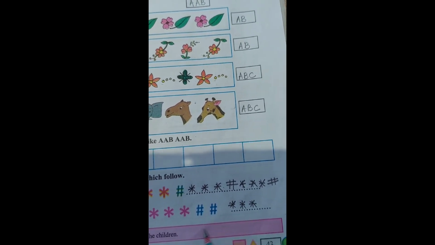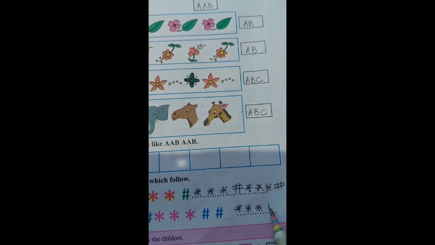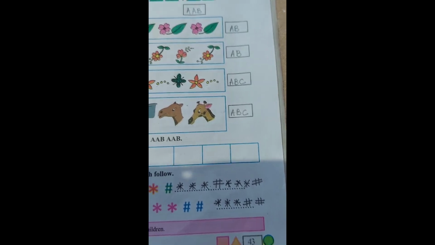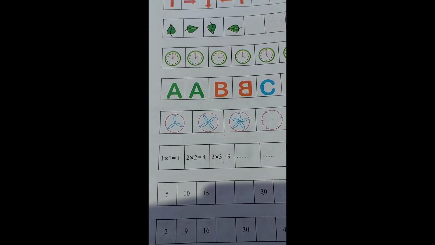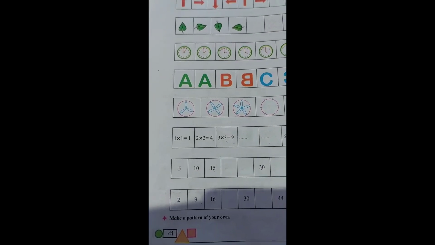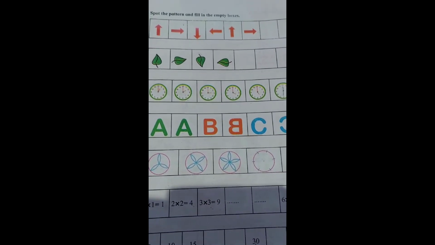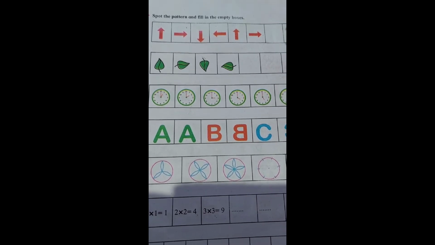And after 3 stars we have 2 hash. So we are going to write them down or draw them in the book. On page number 44 of your textbook, we have some patterns to complete. Students, let us spot the pattern and fill in the empty boxes.